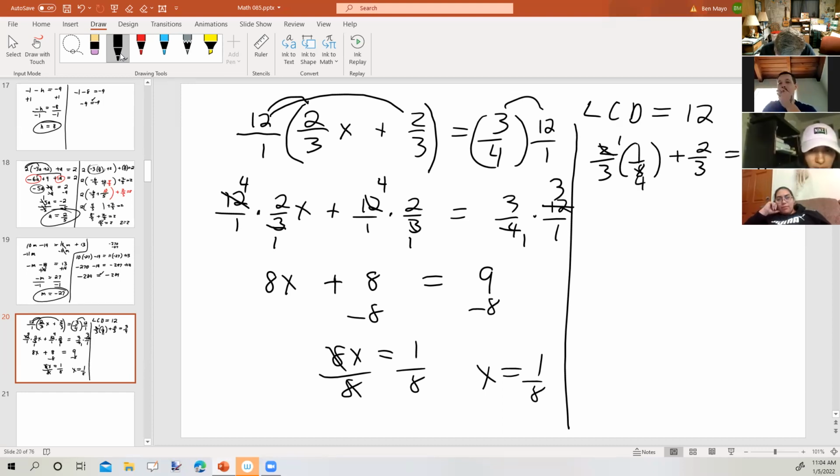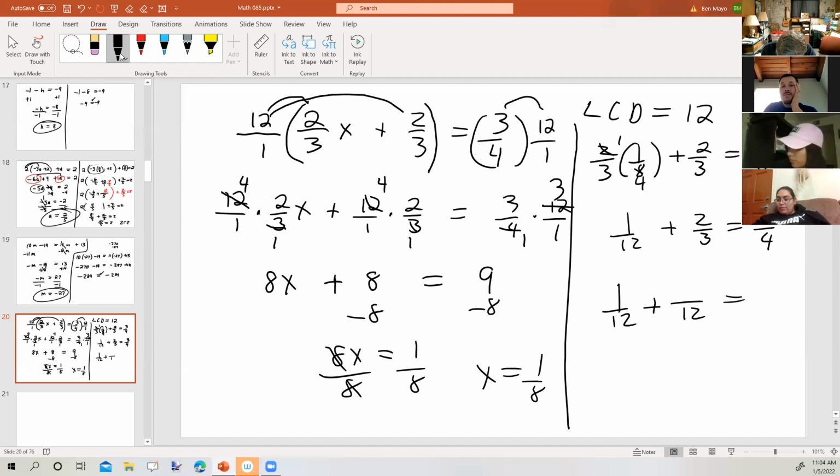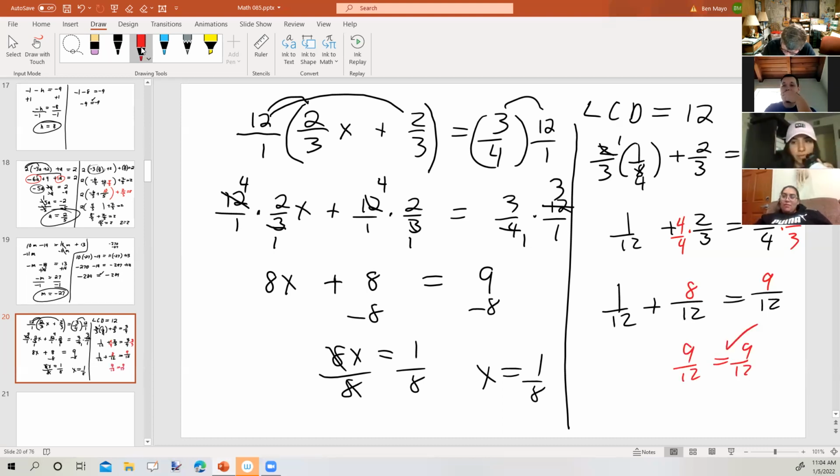2/8 is 1/4. So I've got 1/12 plus 2/3 equals 3/4. Well, let's build everything up to 12ths. So I've got 1/12 plus so many 12ths equals so many 12ths. 2/3 I'm going to multiply by 4/4 and get 8/12. 3/4 I'm going to multiply by 3/3 and get 9/12. 1/12 plus 8/12 is 9/12, and 9/12 equals 9/12. Woohoo! Correct.